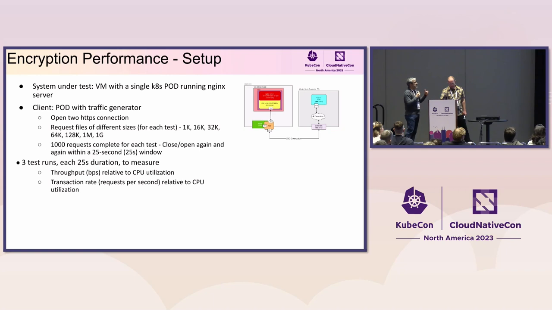So there is a system under test in here, a pod that's running a traffic generator. We had Nginx running in the context of a VM. That's the system under test. What we've done is that we've initiated a couple of sessions at a time. On each session, we made up to 1,000 requests, and we repeated that over 25 seconds, and we repeated those tests over 3 seconds to get statistically significant results. And that's what I'm going to show in here.